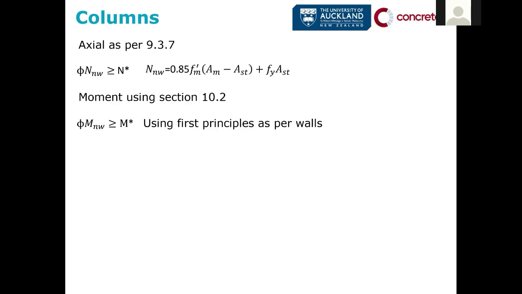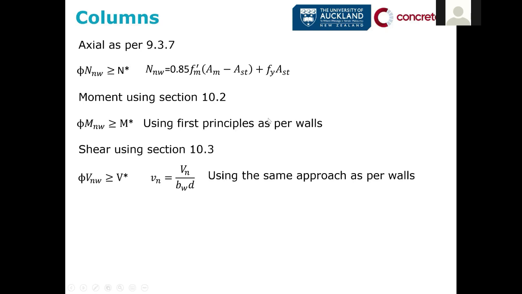And then for the moment, we actually have to go to chapter 10.2. It's very, very similar to walls using first principles. In this case, it's simpler because we will not have multiple layers of steel. So it's simpler than walls. And for shear, it's the same approach as per walls, but again, it's simpler because the geometry is simpler.